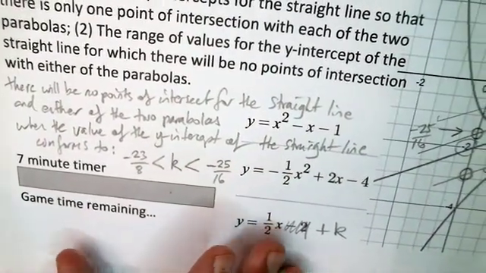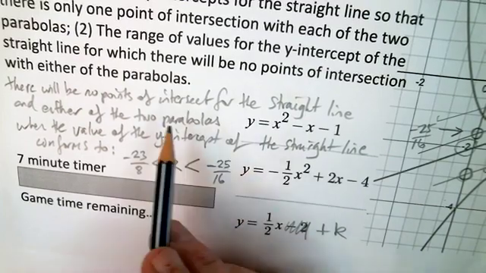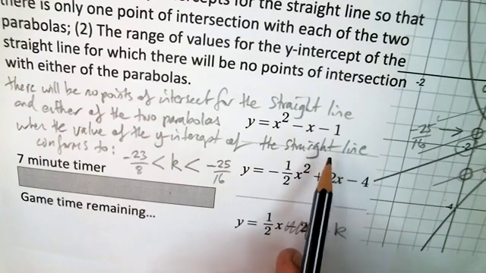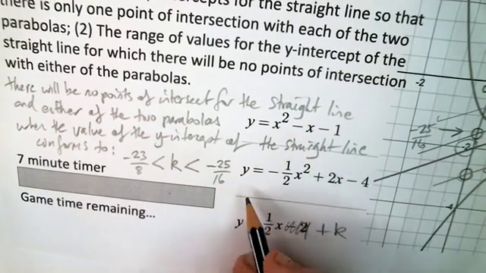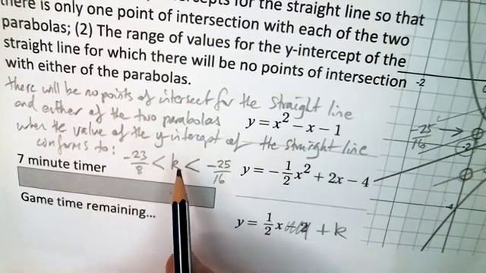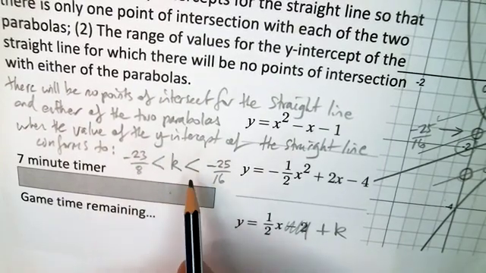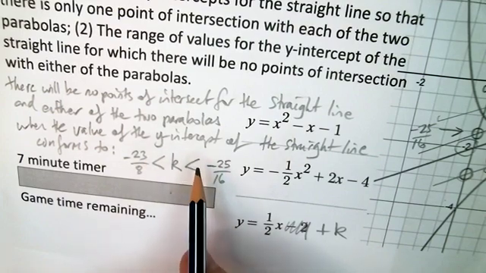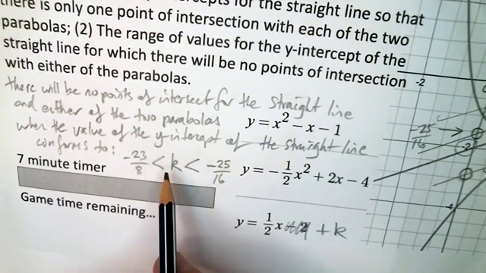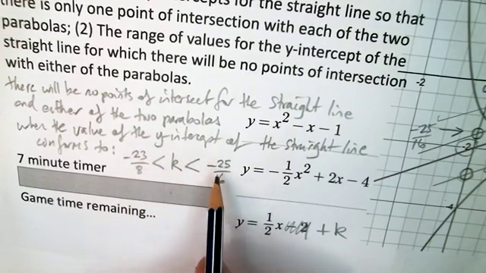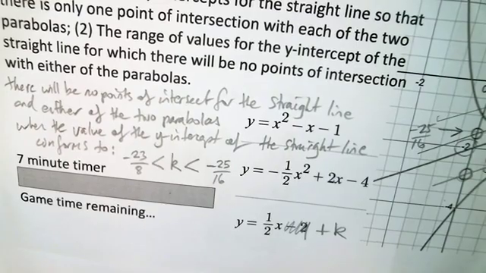And so we can say there will be no points of intersection for the straight line and either of the two parabolas when the value of the y-intercept of the straight line, assuming that the gradient remains the same, conforms to K being greater than negative 23 on 8, but less than negative 25 on 16. And that's how I would express that.